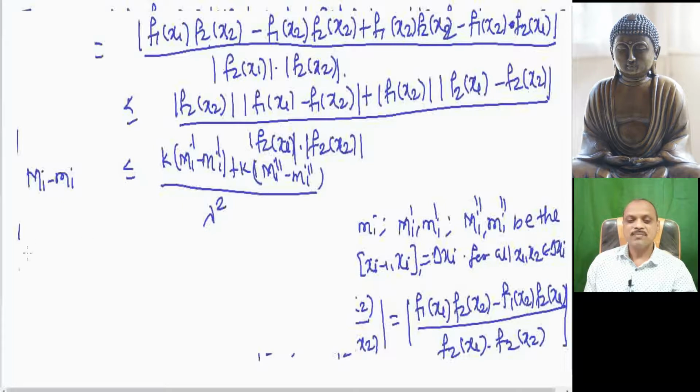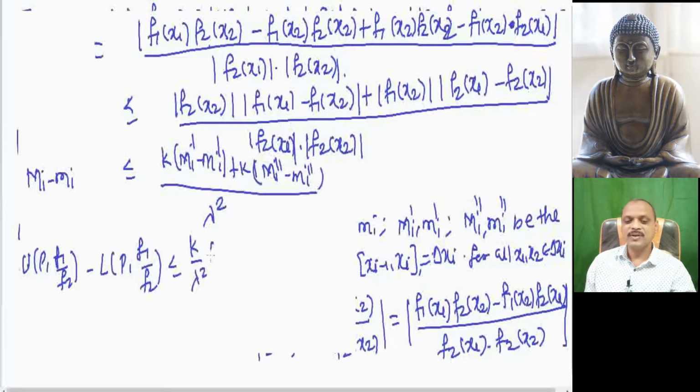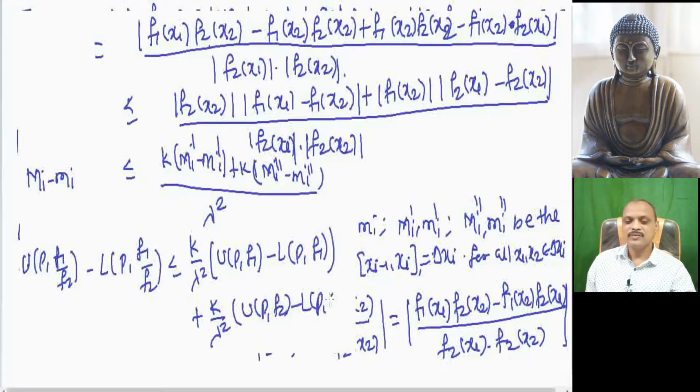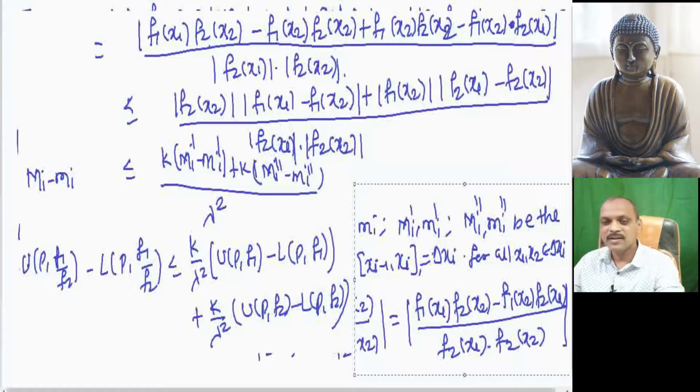So this is upper sum of the function f1 divided by f2 minus lower sum of the function f1 divided by f2 less than or equal to k divided by lambda square into UPf1 minus LPf1, okay, plus k divided by lambda square UPf2 minus LPf2. Now we can use the conditions of integrability of the function f1 and f2.